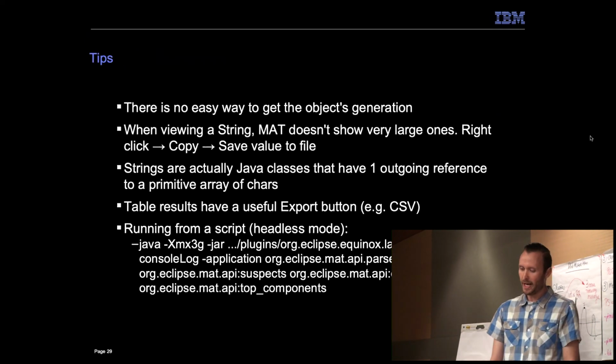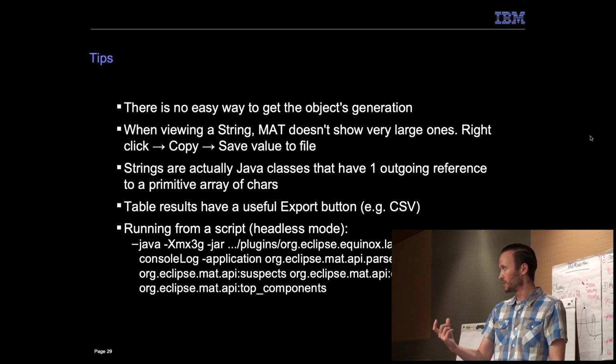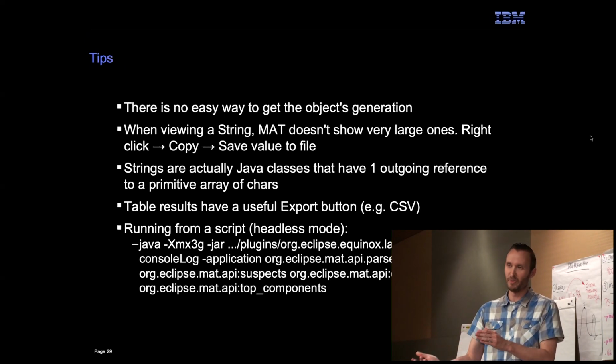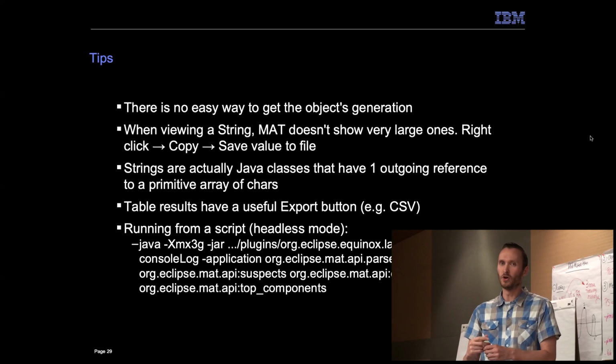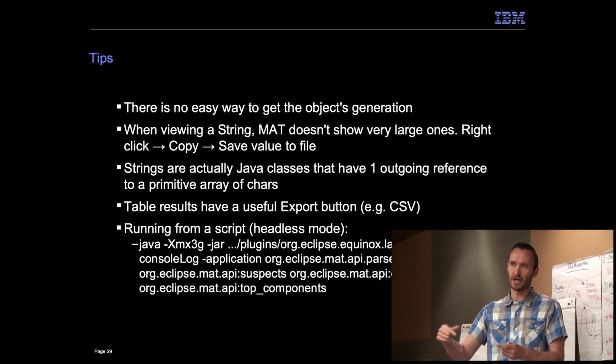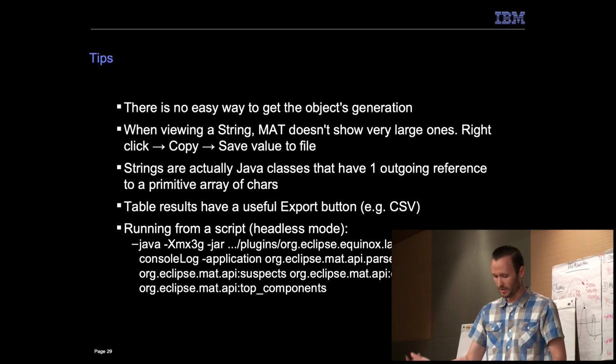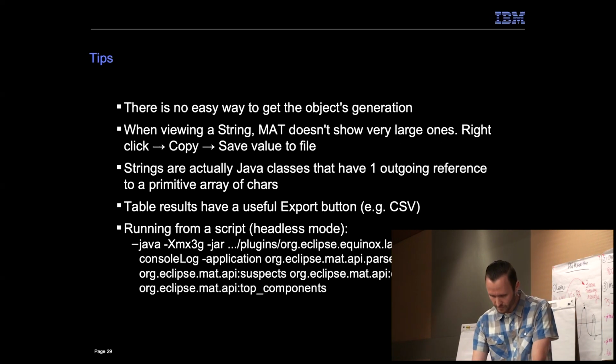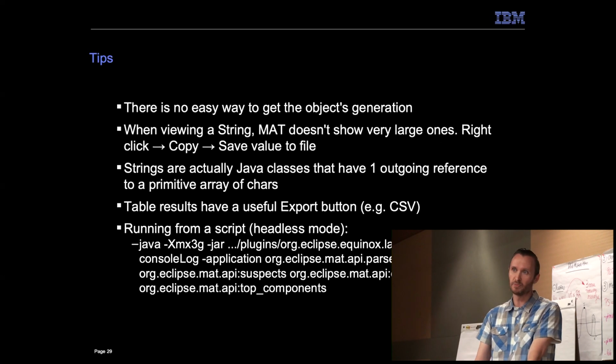By default, MAT will show the contents of a string value, but it has some limit so that it doesn't cause an out of memory in the tool itself. So you can right-click on a string and save the full string to a file if it's a large string. There is a way to parse a heap dump in headless mode. So if you have a beefy server without a GUI, you could do that, and it runs some basic reports.